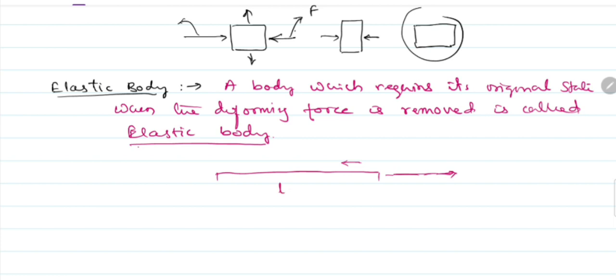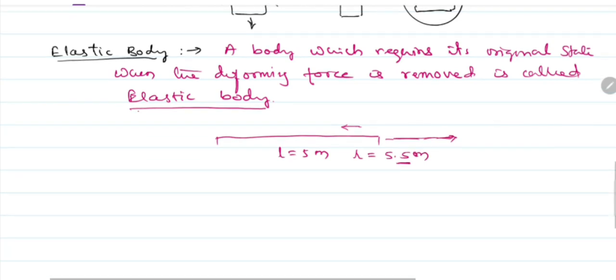For example, the length is 5 meters. After applying the force again and again, the original length comes to 5.5 meters. So a change came into that rubber. So we have one body that is a perfect elastic body.